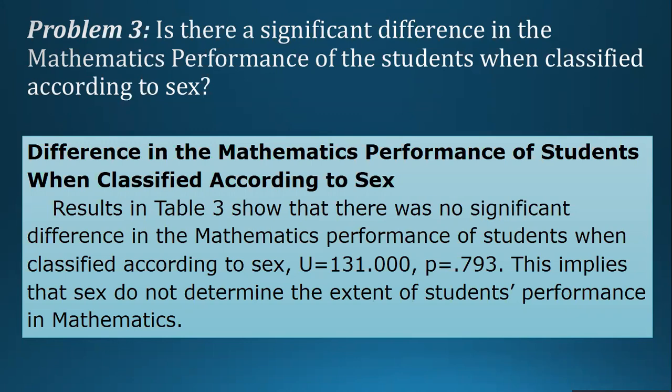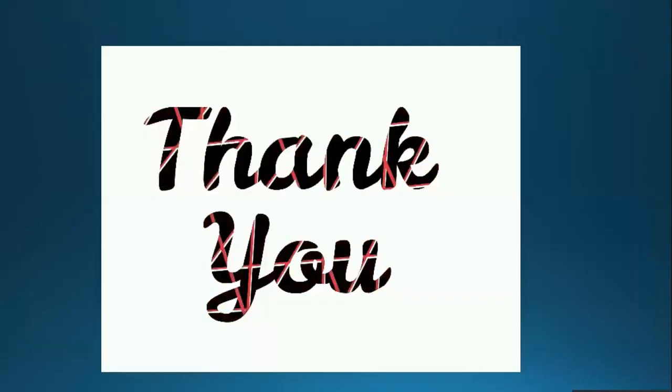So in this case, the results in Table 3 show that there was no significant difference in the mathematics performance of students when classified according to sex, with the U value of 131.000 and P value of 0.793. This implies that sex does not determine the extent of students' performance in mathematics.